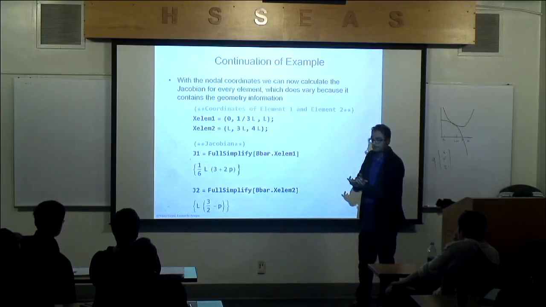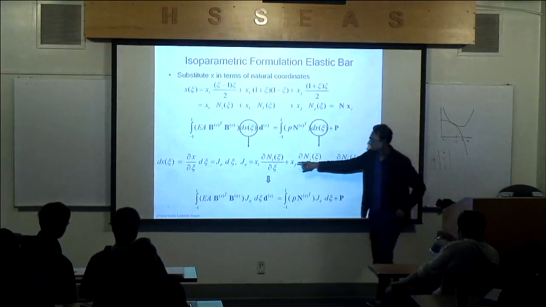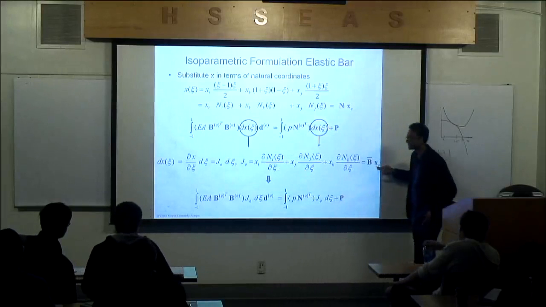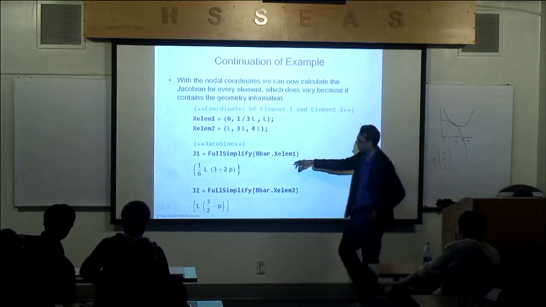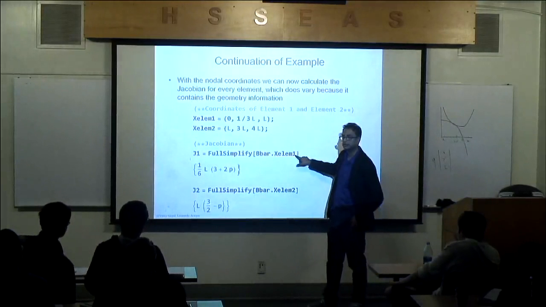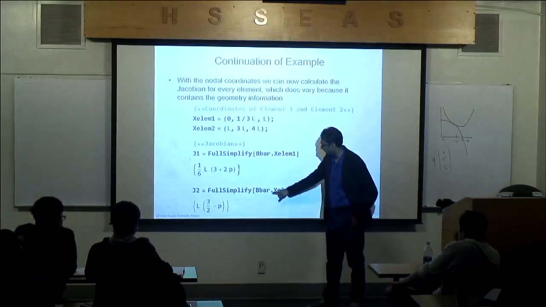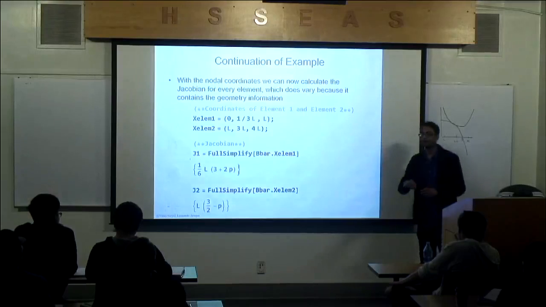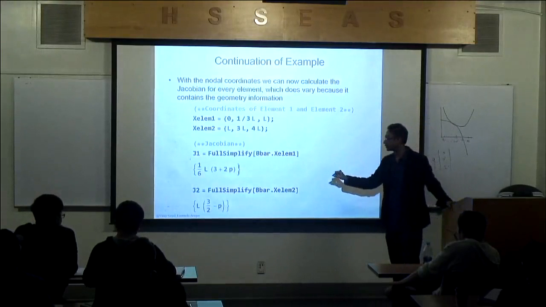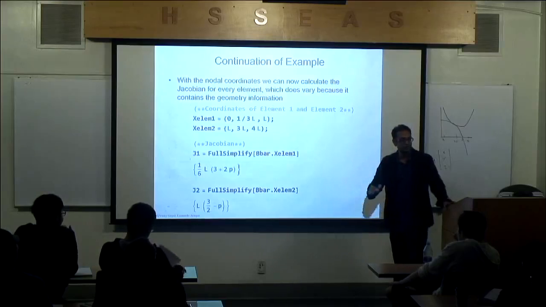So the Jacobian, if you remember, was simply B bar times X. So what I did in Mathematica, I calculated the Jacobian. B bar times X element 1 gives me the Jacobian for element 1. For element 2, B bar times X element 2 is Jacobian number 2. Now, check this out. Jacobian 1 and Jacobian 2 are the only things that are different from one element to another. Everything else is the same: shape functions, derivatives, integrals, minus 1 to 1.